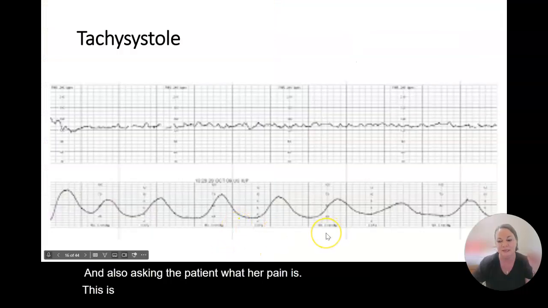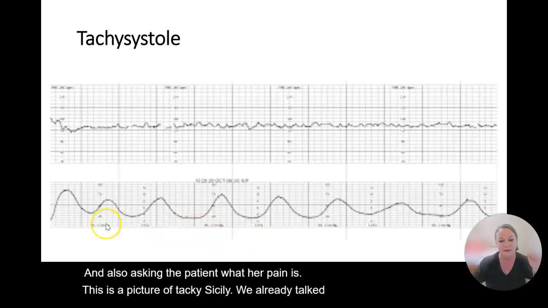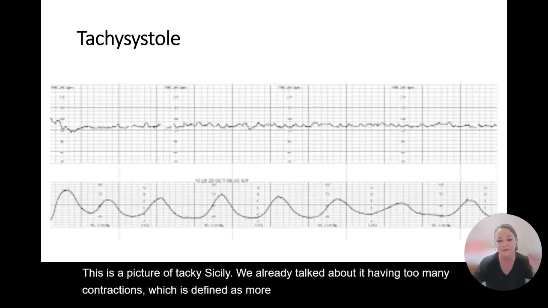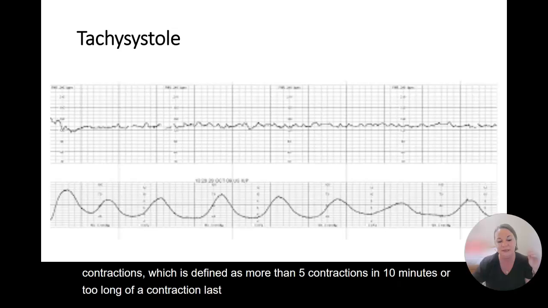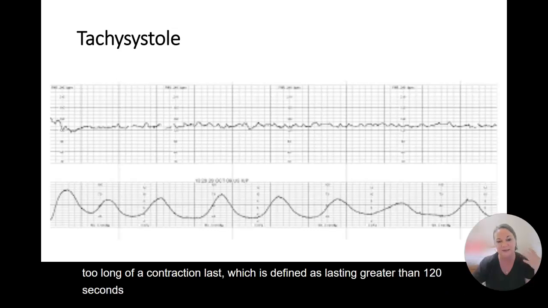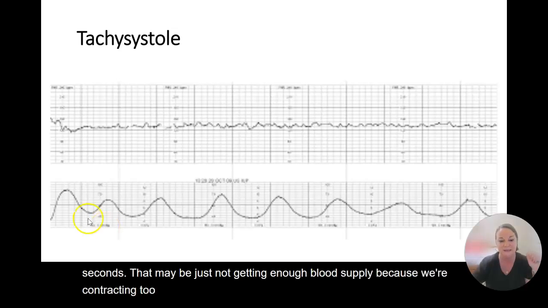This is a picture of tachysystole. We already talked about it, having too many contractions, which is defined as more than 5 contractions in 10 minutes, or too long of a contraction, which is defined as lasting greater than 120 seconds long. That baby's just not getting enough blood supply because we're contracting too much. Tachysystole.